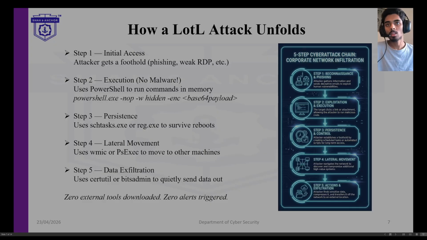Step 4 is lateral movement. Using WMIC or PsExec, they quietly jump from one machine to another inside the network. Step 5 is exfiltration. Tools like certutil or bitsadmin are used to slowly and quietly send stolen data out. Zero external tools, zero malware downloaded, and in many cases, zero alerts triggered.